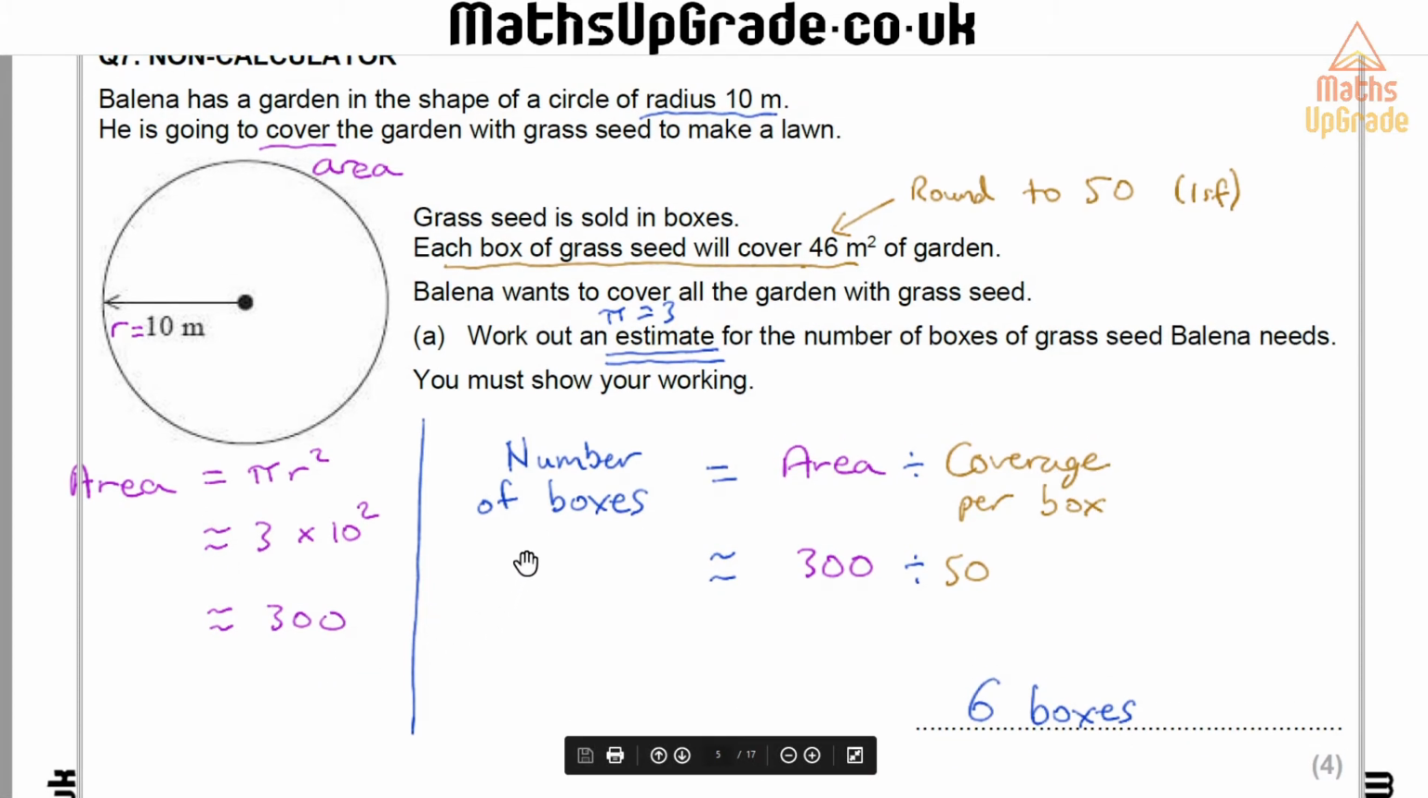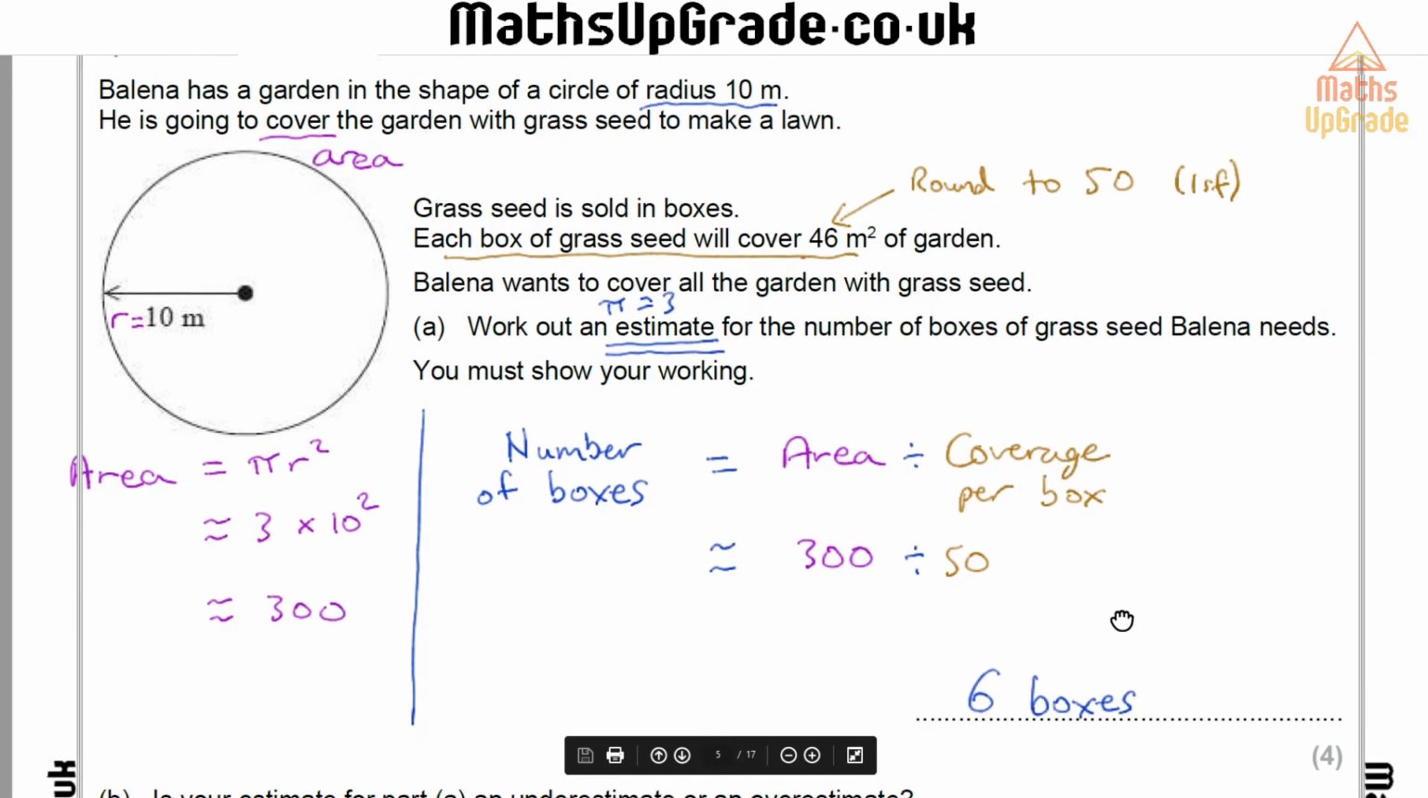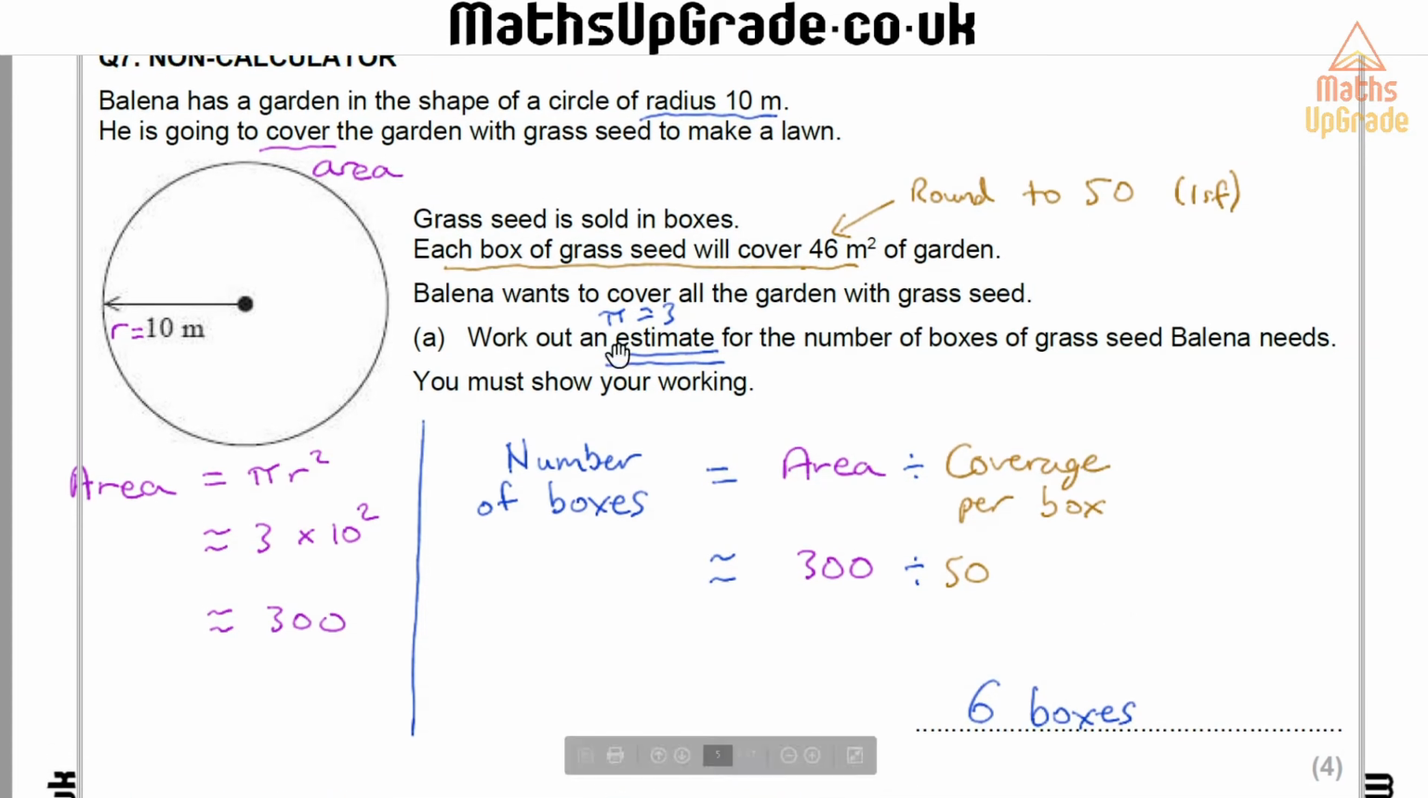The next part, I need to work out how many boxes I need. One box covers 46 meters squared. Because it's an estimation question as well, I'm going to round this 46 meters squared to just one significant figure. So this would be 50. So the number of boxes I need is the area of the whole garden, which is 300, divided by the coverage per box, which is 50. So 300 divided by 50 would give me 6 boxes. So that is 4 marks there for that question.